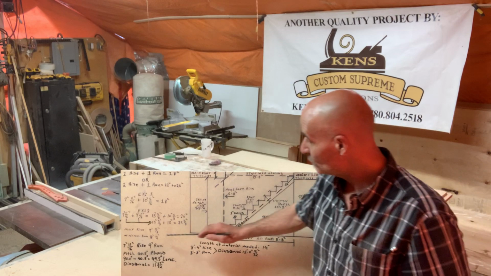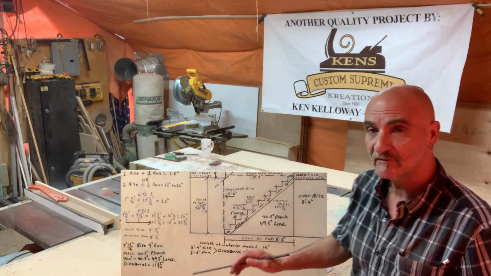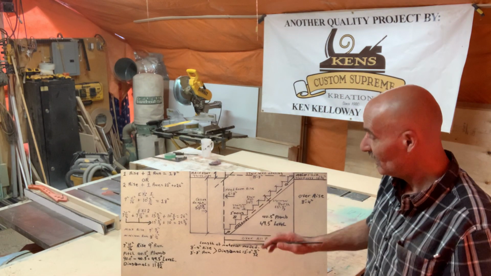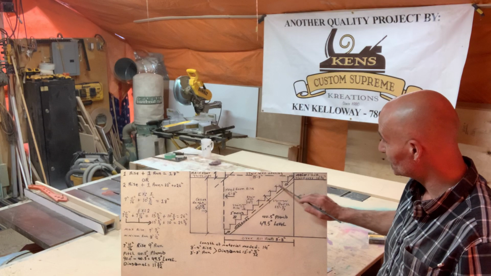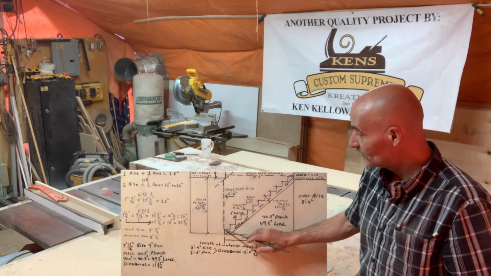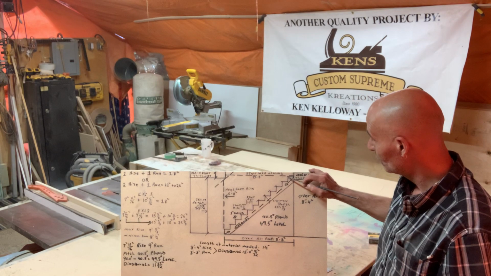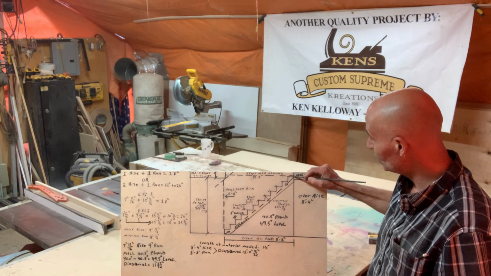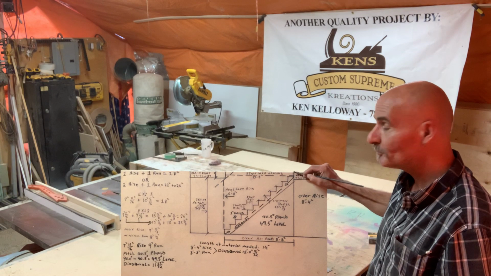So I'm going to be using a 7 11/16 rise, and I'm going to have 13 rises. Now the 13 rises are not all going to be cut out. When you're cutting them, you're only going to cut out 12, because the 13th rise is going to be from your last run up to the main floor.